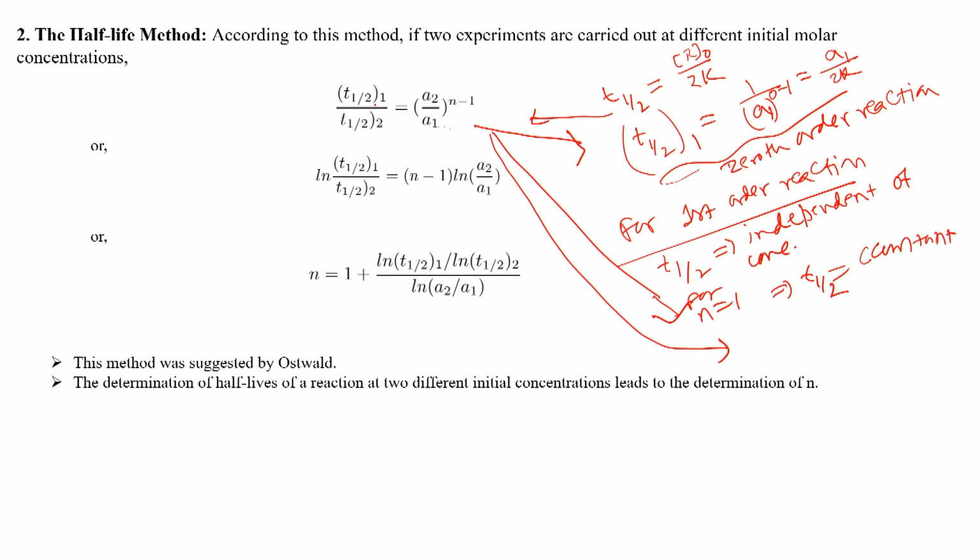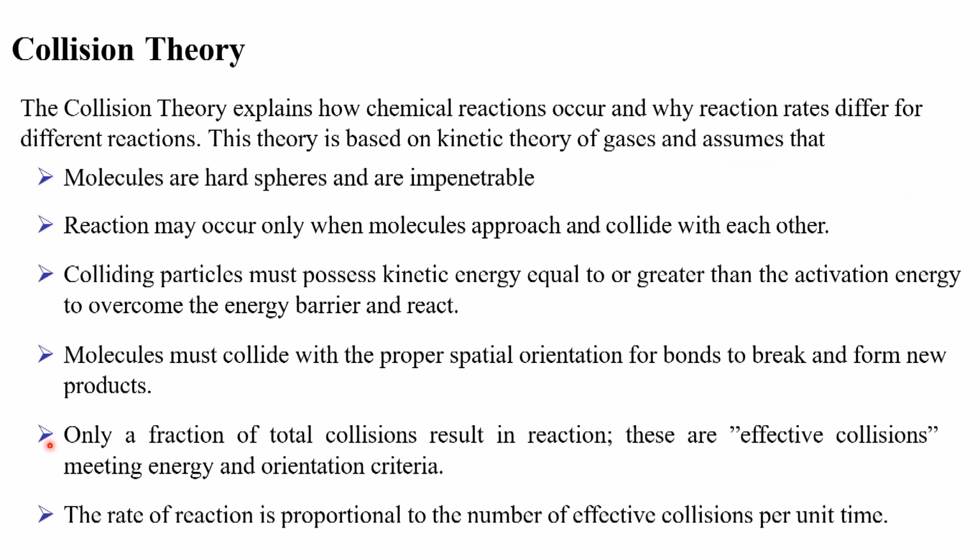Okay. So this is the general expression for half-life, for the calculation of order of a reaction from the half-life period. This method was suggested by Ostwald, and the determination of half-life of a reaction at two different initial concentrations leads to the determination of n. So a2 and a1 are the two different initial concentrations of the reactants at two different times.